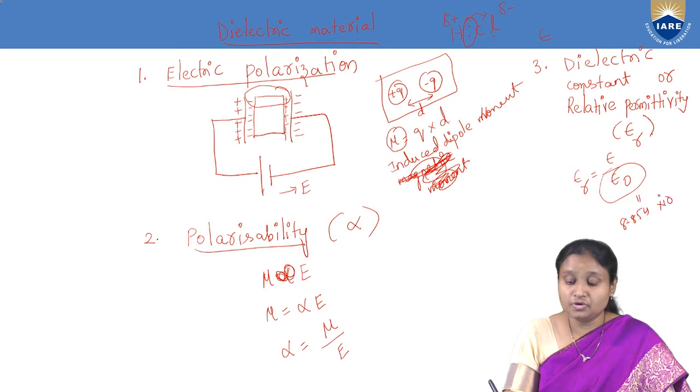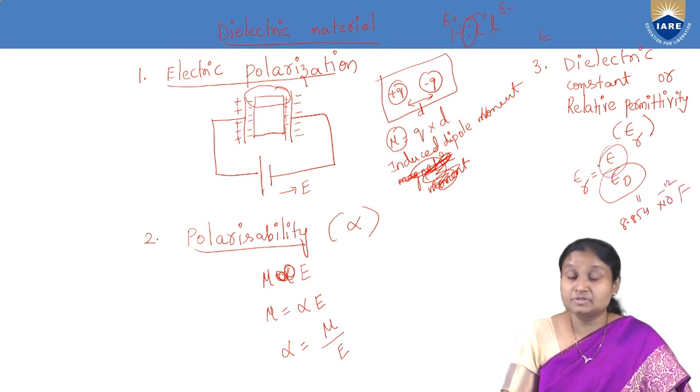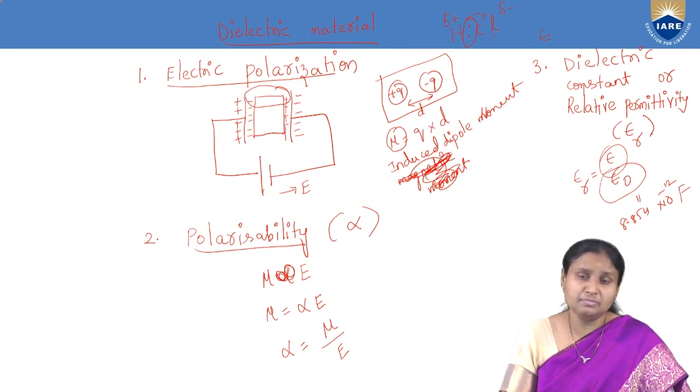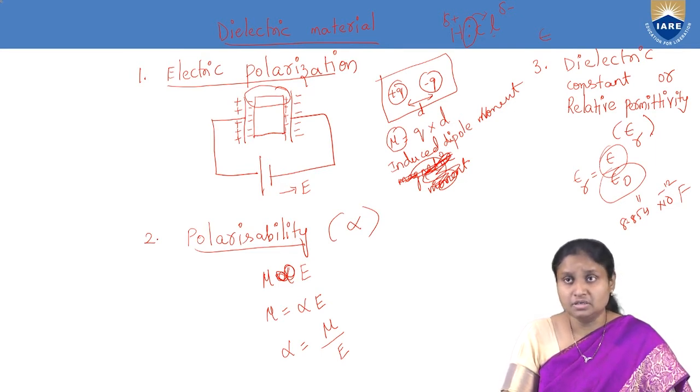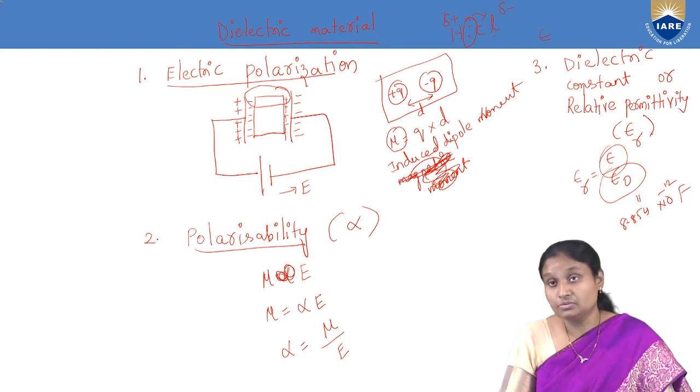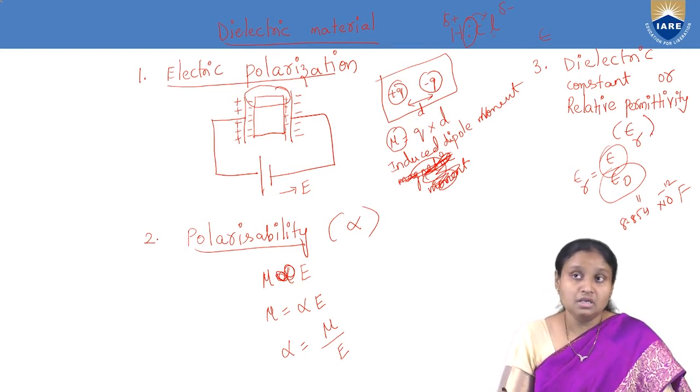The value of the permittivity of free space is 8.854 into 10 to the power of minus 12 farads per metre. This epsilon will be different for different materials. Some dielectrics are easily polarizable, whereas for others we have to apply a very strong field in order to get them polarized. So the epsilon value is going to change, and accordingly the epsilon r value is also going to change. This is about the dielectric constant.